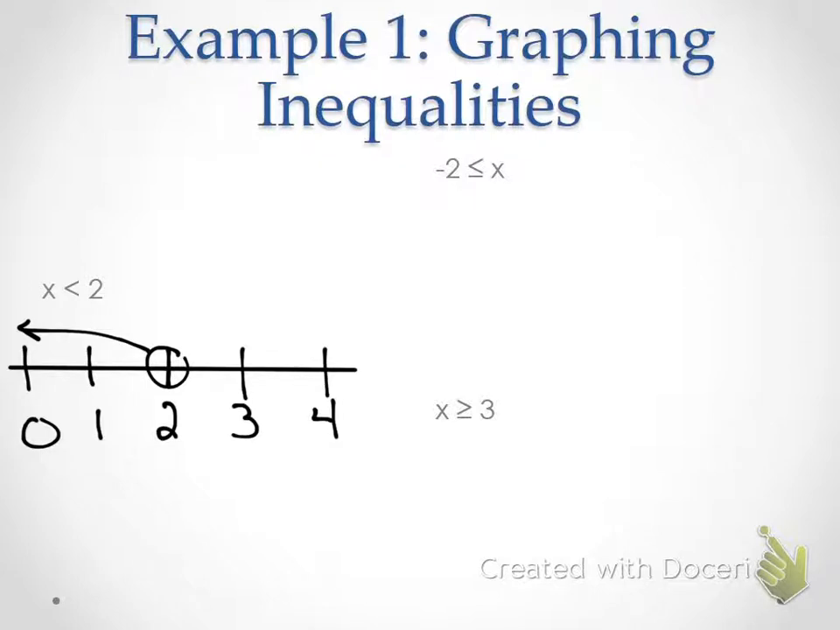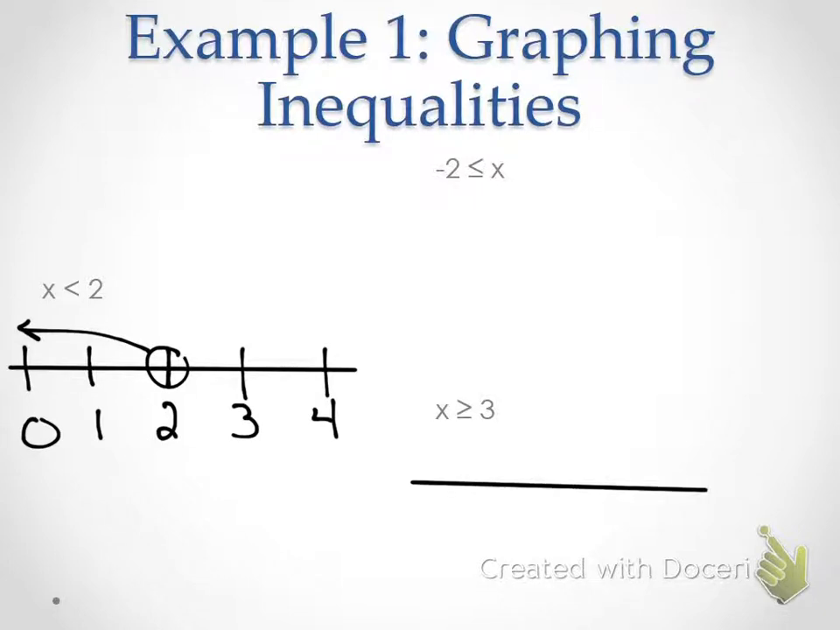So that's why it's an open dot, because 2 is actually not the solution, it's just the cutoff. All right? So that just helps explain a little more of what we're doing here, graphing. We're showing where the solutions are on a number line. Let's look at the bottom right inequality. X is greater than or equal to 3.